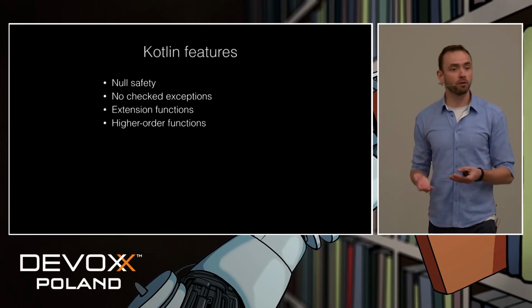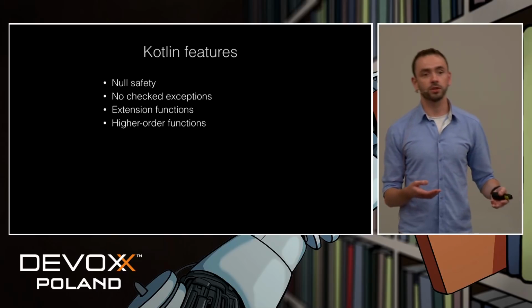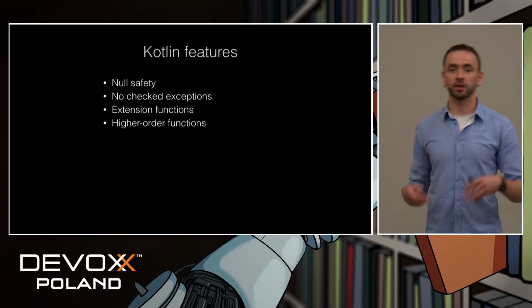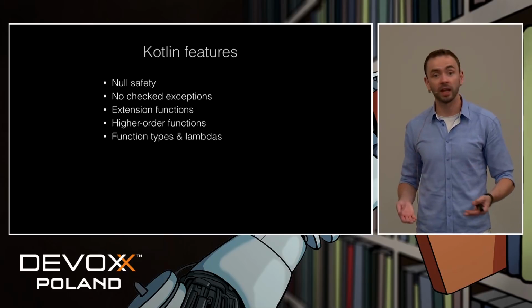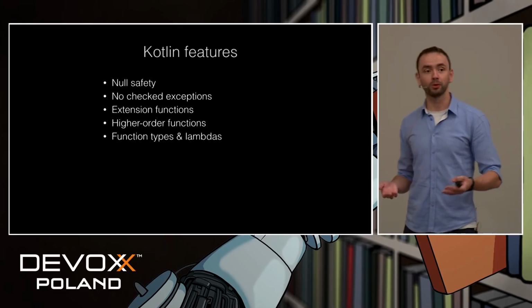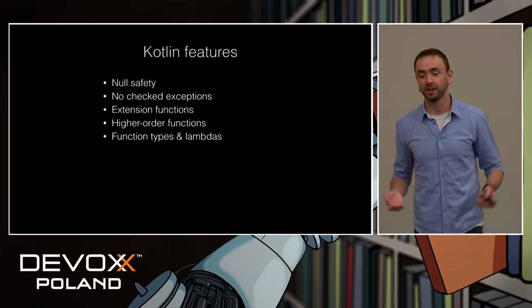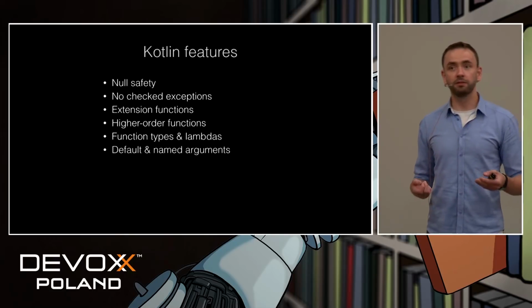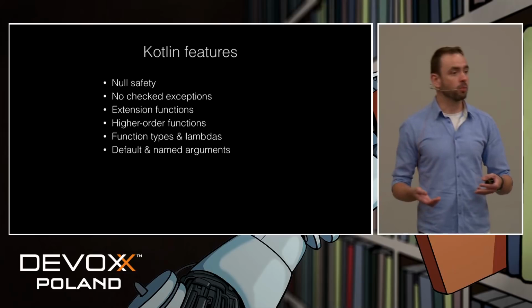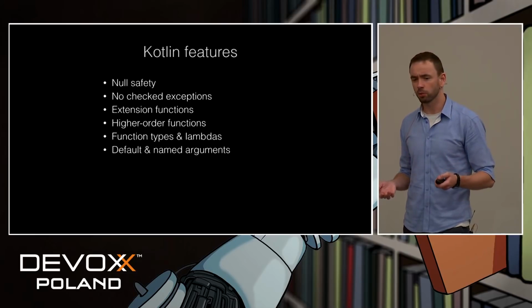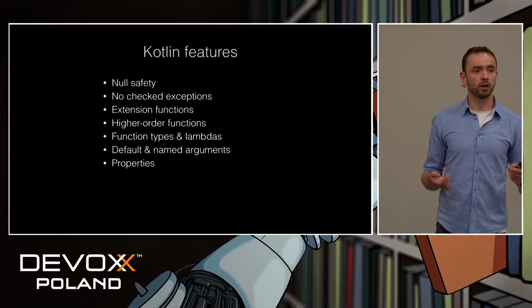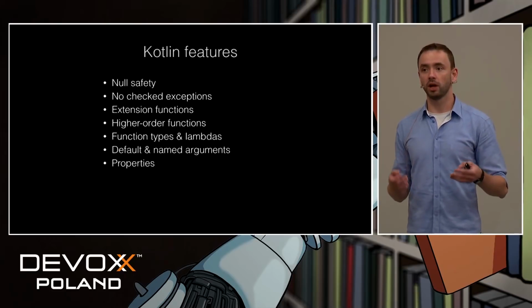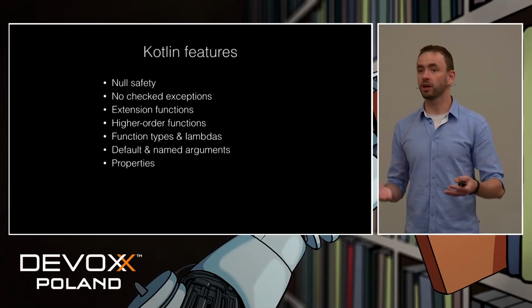Also, we have higher order functions. So a function can be an argument to another function. A function can be returned from a function. We also have proper function types and lambdas, so no more hassle with some interfaces, for example. We also have default argument values and named arguments, like in Python, for example. There are also class properties, which are a simple short syntax for private fields and public getters and setters.